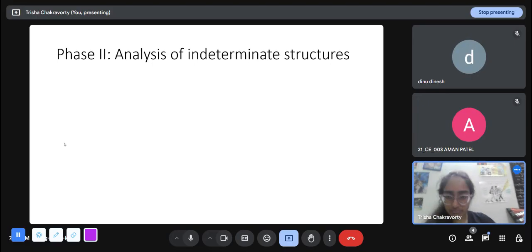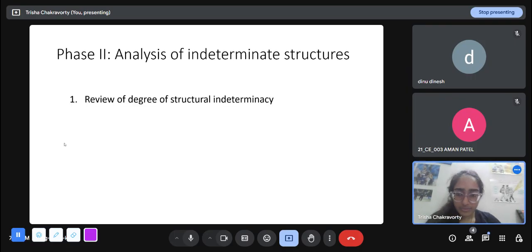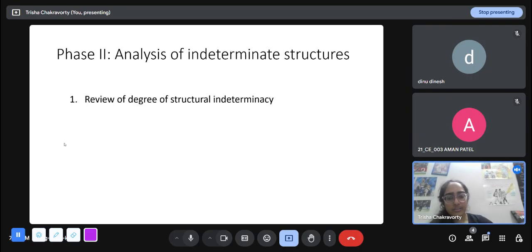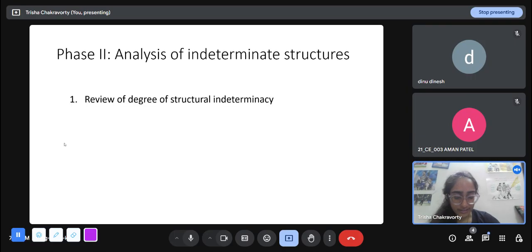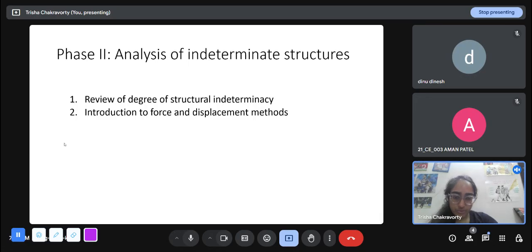And then phase 2 is about analysis of indeterminate structures. We have looked at degree of structural indeterminacy, but we have only looked at static indeterminacy so far. Today we will look at kinematic indeterminacy. Introduction to force and displacement methods.